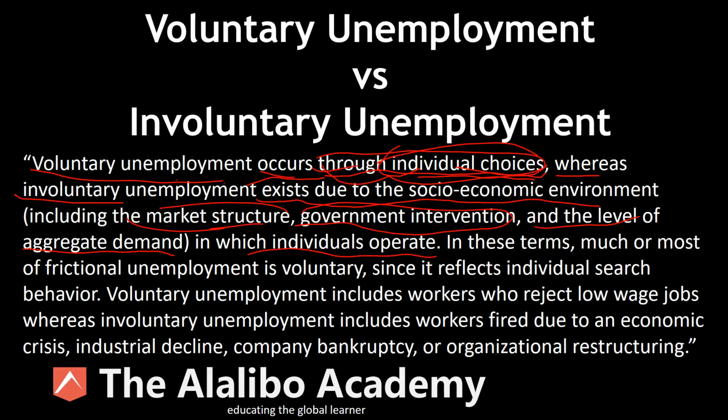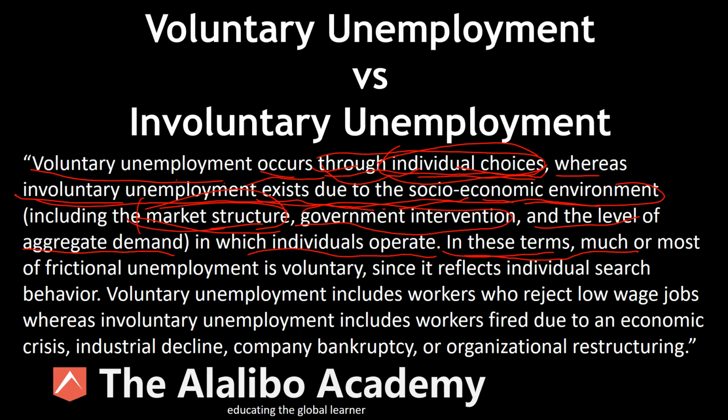Okay, whereas involuntary unemployment exists due to the socio-economic environment, and that environment includes the market structure, right? The market structure, again, what the market looks like, what's going on in the economy, are there a lot of jobs? Is it a high period where people are employed, for example, towards the Christmas period where there are so many economic activities, or is it a low period, right? Government intervention and the level of aggregate demand in which the individual operates.